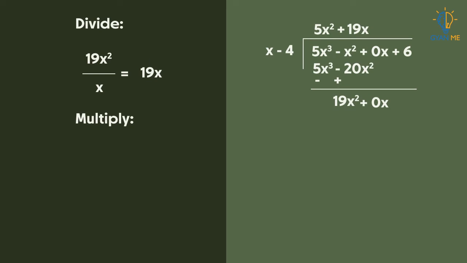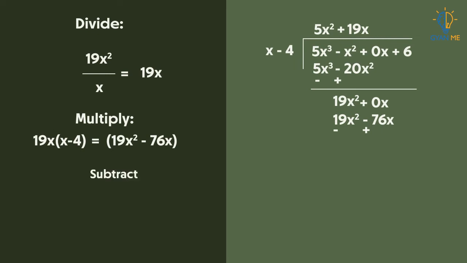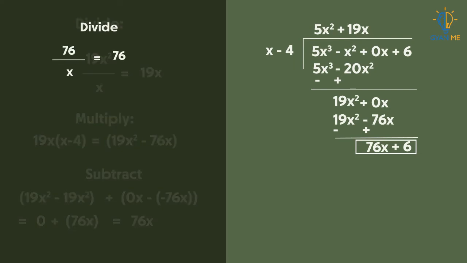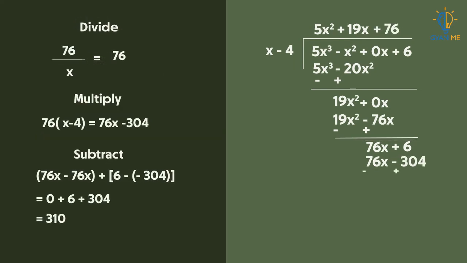Now multiply the divisor with the term just obtained. That is, we multiply 19x with x minus 4 to get the product 19x square minus 76x. Write the result under the first two terms of the dividend and subtract the terms just obtained from the appropriate terms of the new dividend and write the result underneath. After carrying out subtraction, we get remainder 76x. Then bring down the next term of the dividend to become 76x plus 6. Again, repeat the steps to get the third term of the quotient.